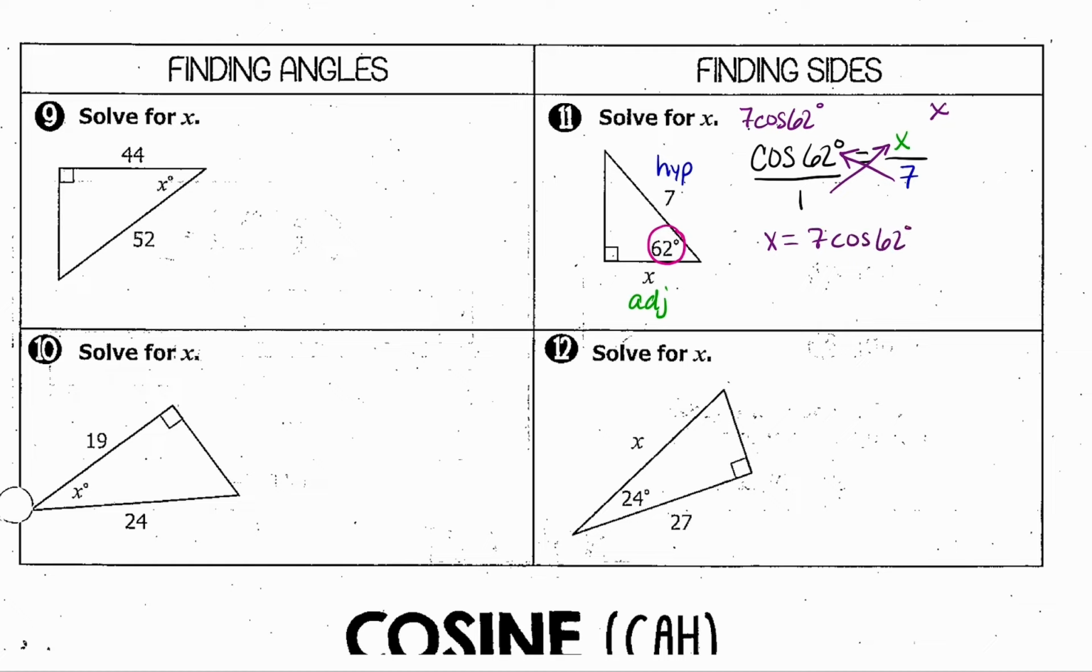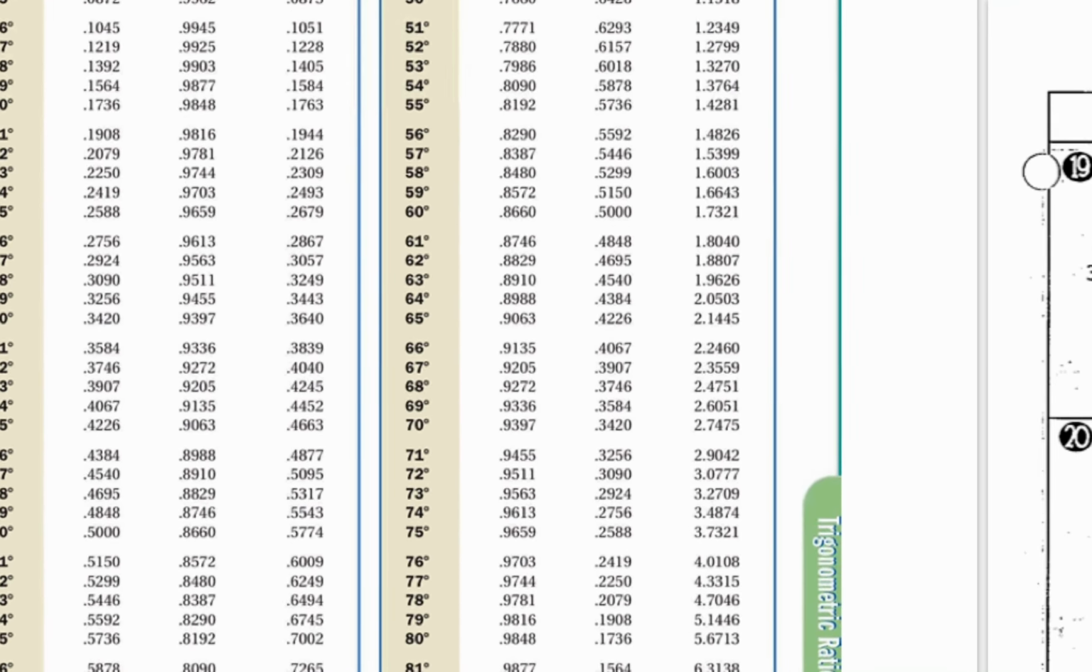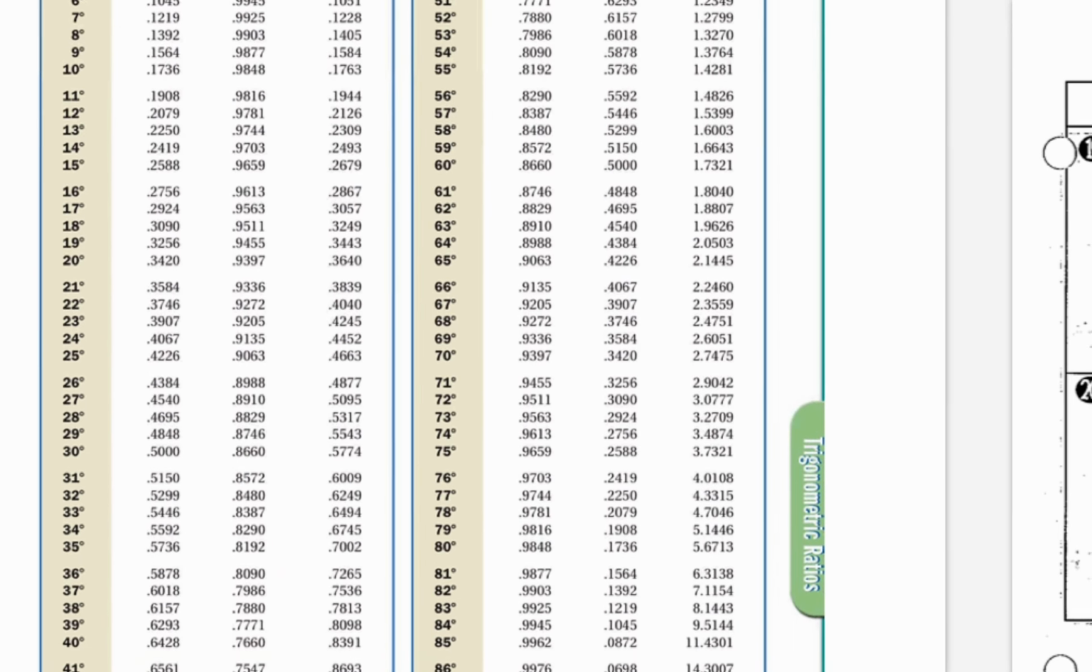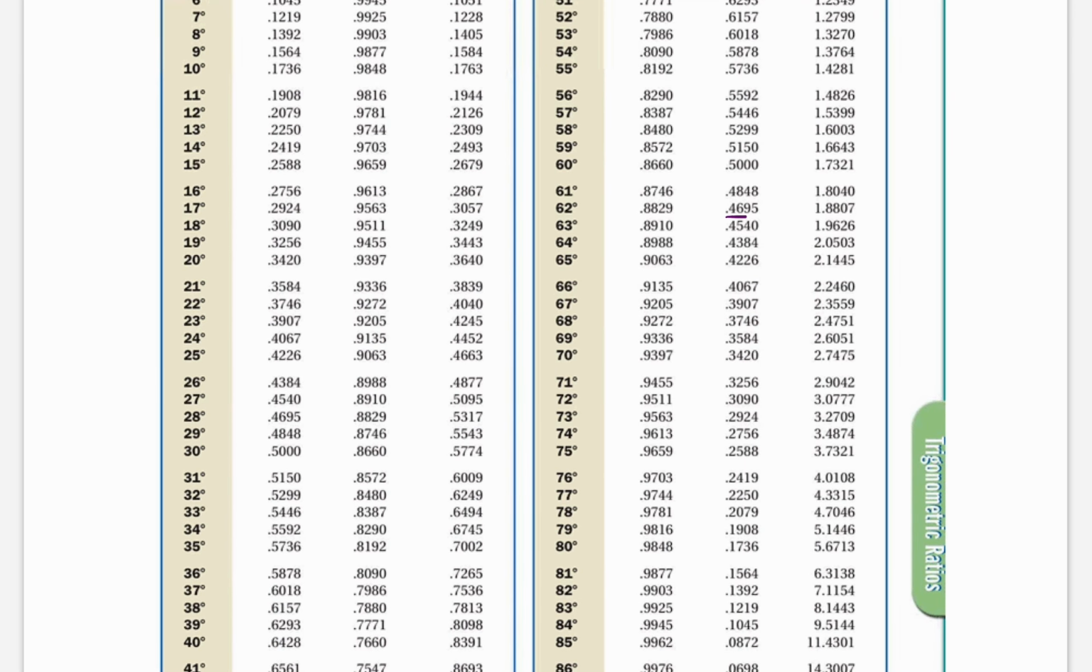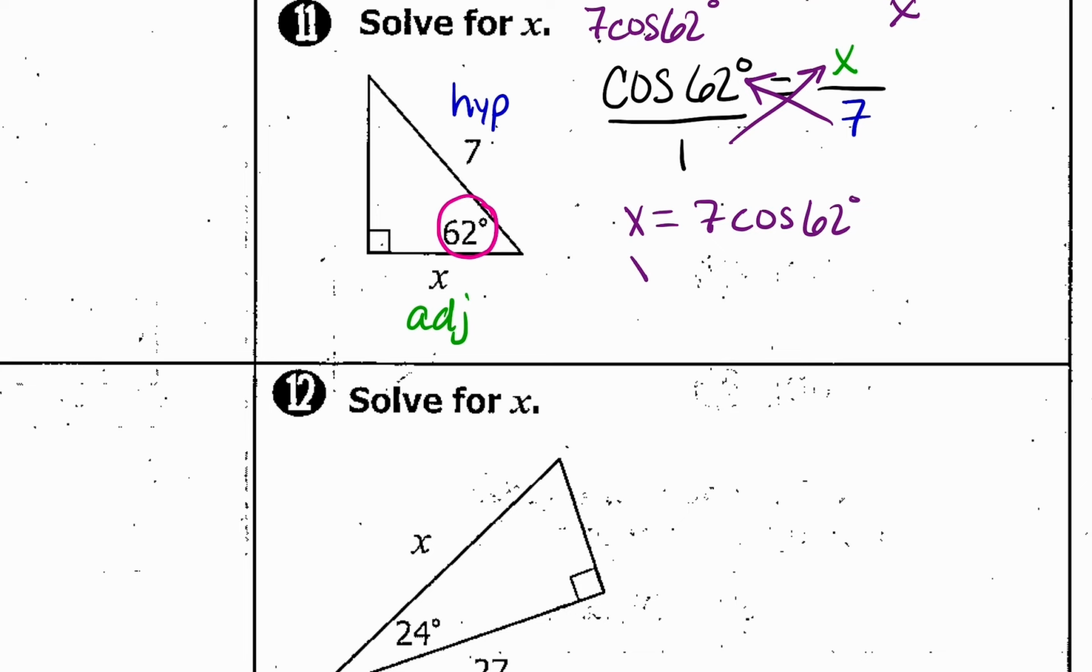We can then look in our chart and figure out what cosine of 62 is. So cosine of 62, we have the second column. That would be 0.4695. So we have x equals 7 times 0.4695, which gives me approximately 3.29, and that would be our value of x.